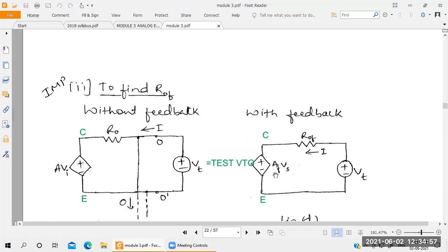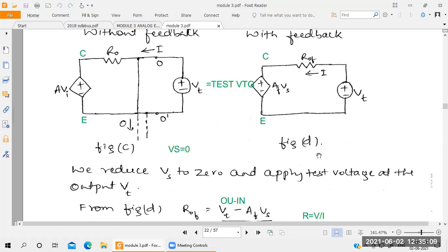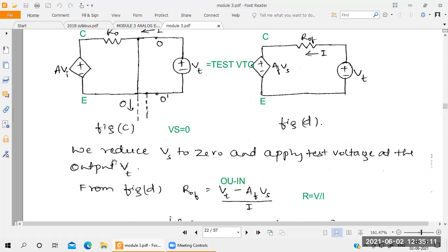So write AF for the output voltage. V0 is equal to AF into Vs. Then what is the output resistance here? ROF. We want to find out ROF, the output resistance with feedback. So now we reduce the Vs to 0 and neglect Vs. Apply the test voltage at Vt on the output side, to find out the output resistance with feedback. So this one is ROF.